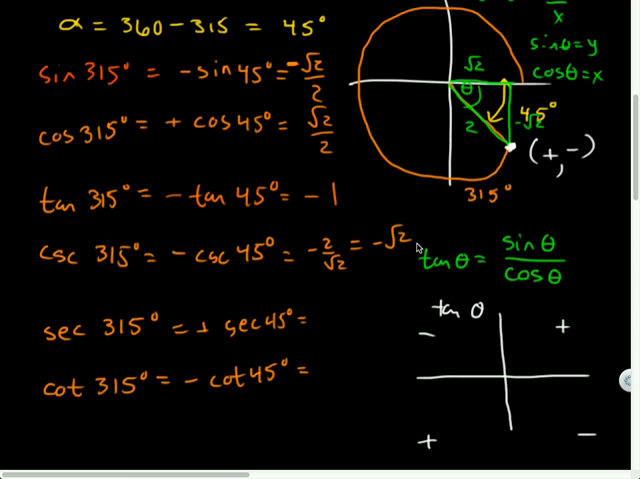Math happened there. Secant of 45 degrees would just be 2 over root 2, which I believe just ends up equaling the square root of 2 after I do a bunch of math to that. And tangent, what's the reciprocal of negative 1? Negative 1, or 1 over negative 1, which is also negative 1.